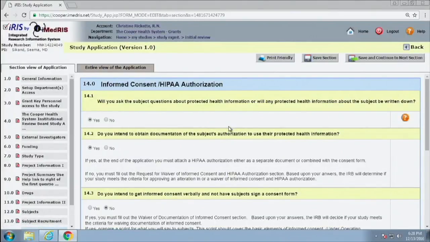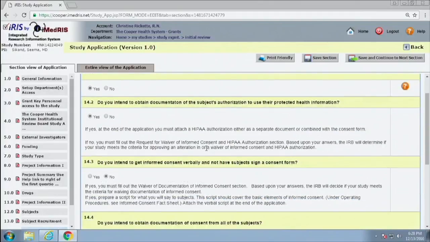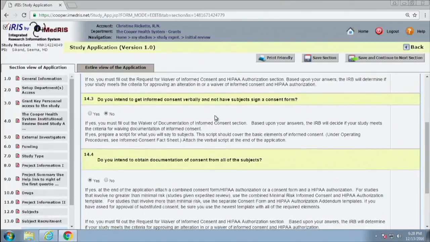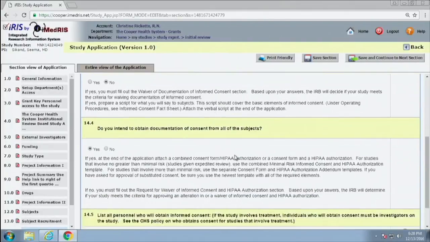Are you going to be getting informed consent? And are you going to obtain documentation? So you'll have them sign the consent. These should be yes if you're obtaining consent. The verbal, I don't see all that often. And it's very redundant, the consent. Are you going to get consent? Are you going to get documentation of consent? And do you obtain documentation of consent?